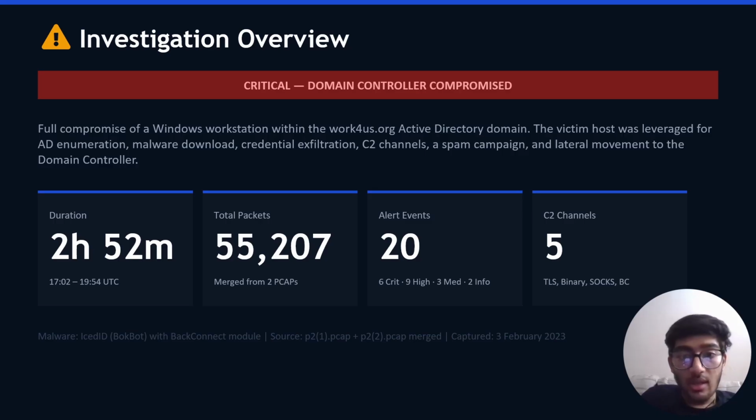The victim Windows workstation, called DESKTOP-E7FHJS4, is joined to the workforus.org Active Directory domain. The attacker leveraged this machine to enumerate the entire directory, exfiltrate credentials, launch spam campaigns, and ultimately move laterally to the domain controller itself.